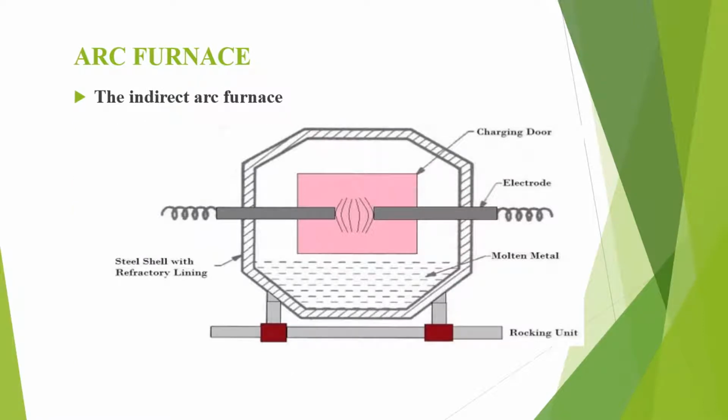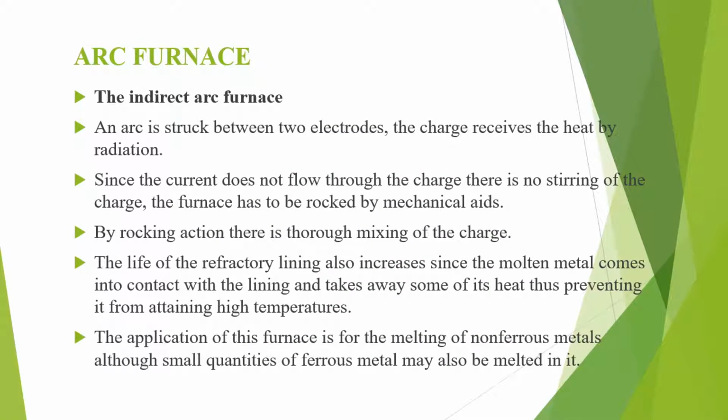Indirect arc furnace. In the indirect arc furnace, the electrodes are not immersed inside the charge. So the arc struck between the 2 electrodes results in heat produced, and this heat is transferred to the charge by the mode of heat transfer, radiation. Since the current does not flow through the charge, there will be no stirring action in the charge, and hence mechanical aids need to be used for rocking the furnace so that thorough mixing of the charge takes place.